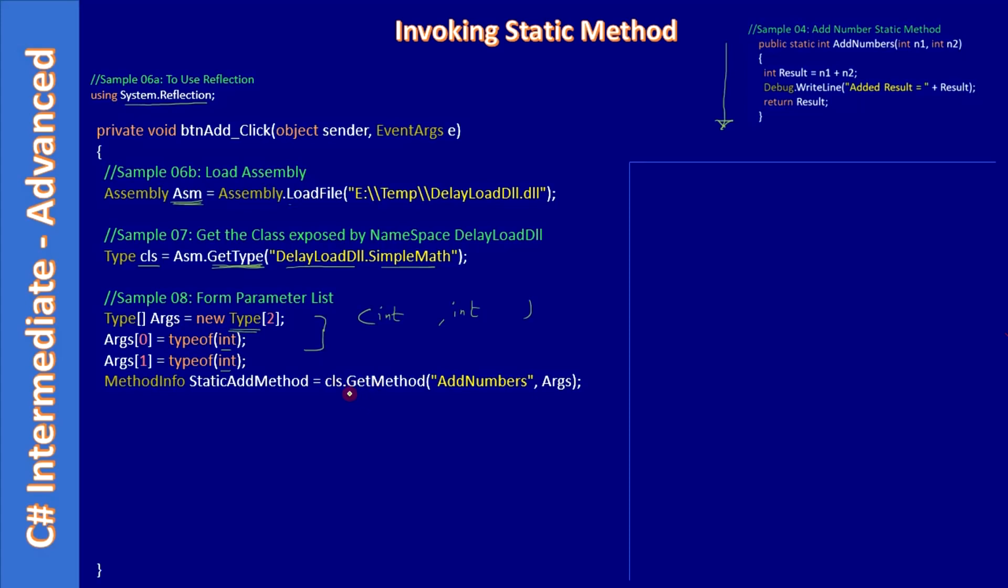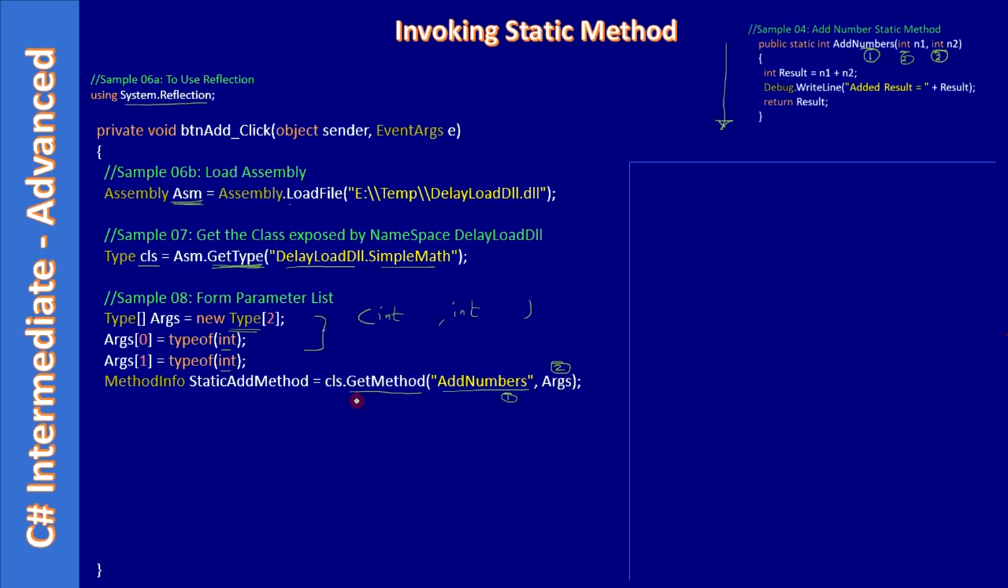And then if you see, we are making a call to the get method. Method name, we are telling it as add numbers. Then parameter type, we are passing our argument array, and the argument array tells int. That means here we specified the argument type. So this will be useful when your class exposes overloaded methods.